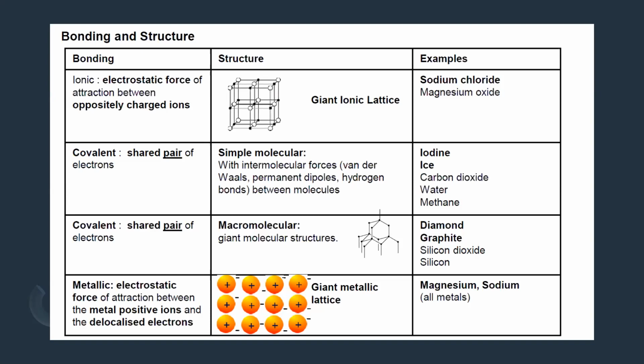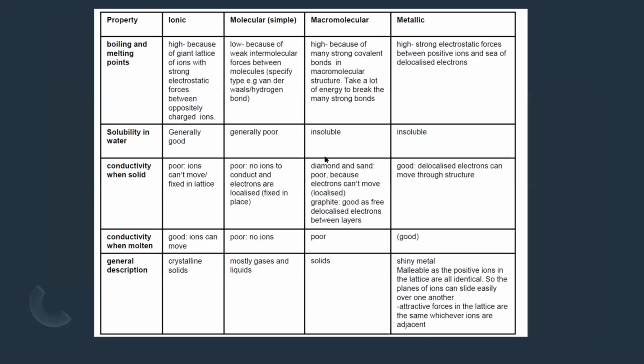And the last one, metallic: electrostatic attraction between positive ions and delocalized electrons. They have a giant lattice. For example, all metals have the same structure. These are comparisons of the properties. I will share this presentation with you, so you can go through all of this.